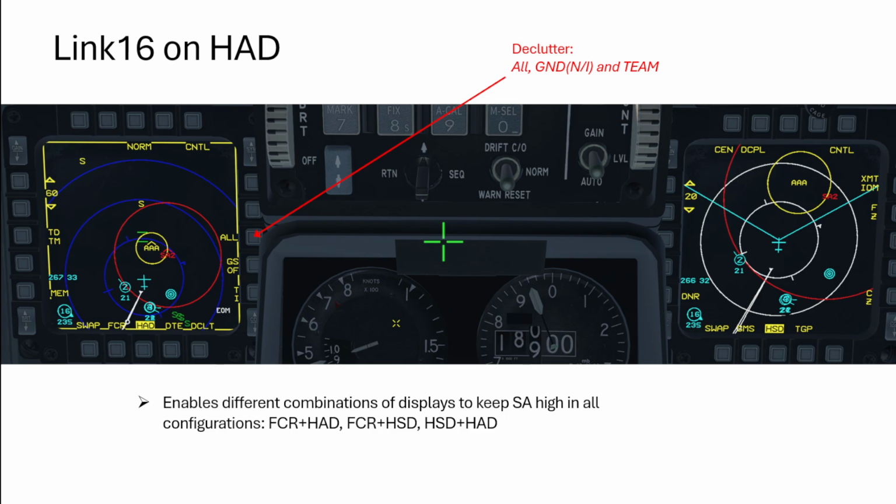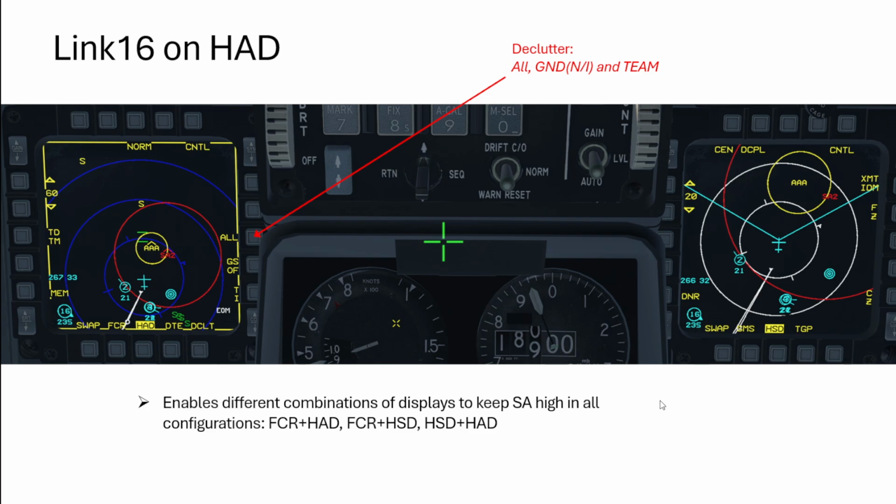Link 16 was implemented on the HUD. So now the HUD has the same information that the HSD has. That means you can keep your SA very high. For me, it was annoying that sometimes I would have the FCR and the HSD, and I was doing SEAD missions and I would lose information from the HSD. So now you can have different combinations. You can have FCR plus HUD and everyone is showing the guys.